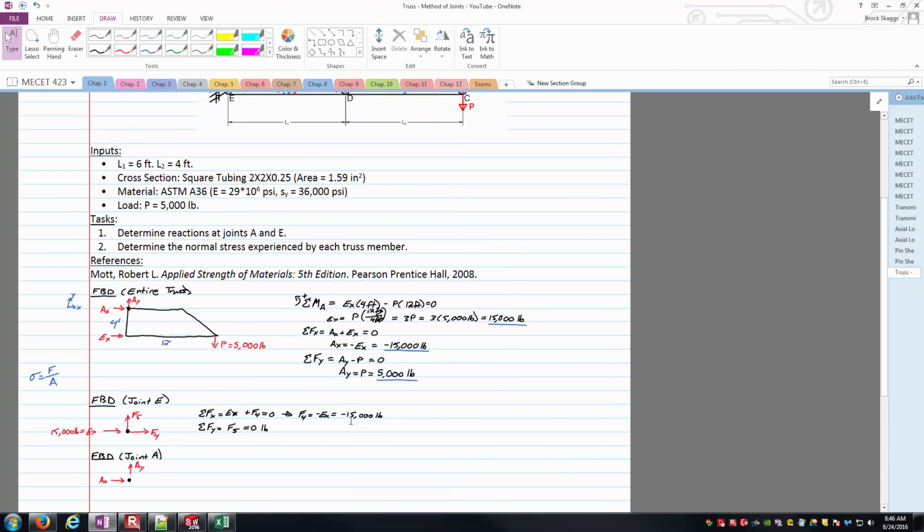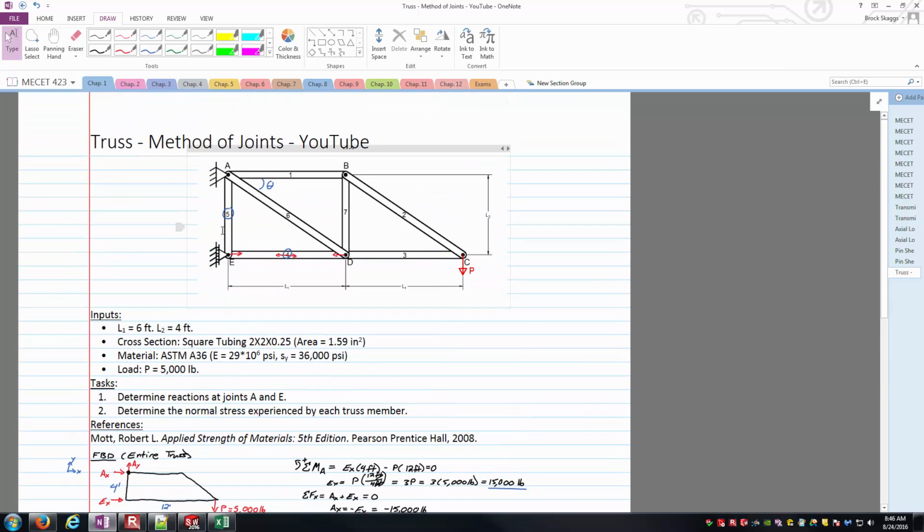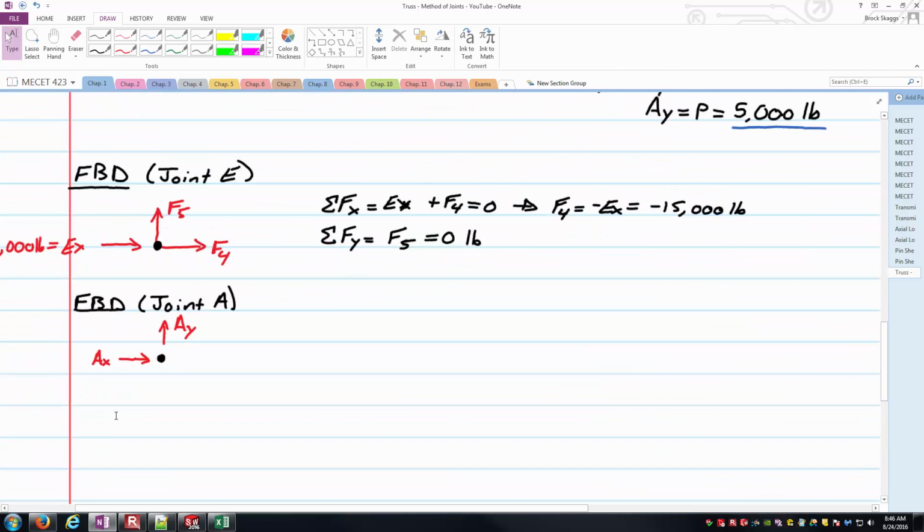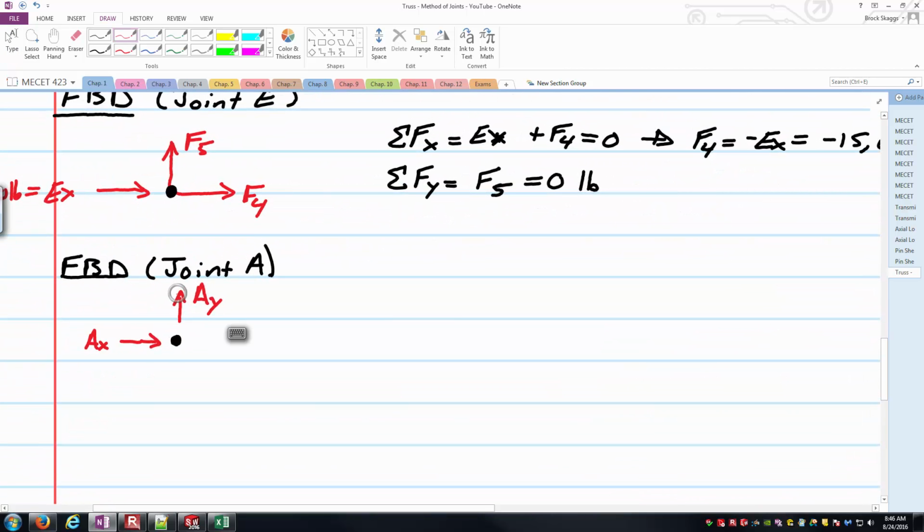F5 we said had a magnitude of 0 for the force carried, so I'm just going to leave that one off, and then I'm going to assume 1 and 6 are in tension here. And so that means I'm going to point the arrows away from my joint. And so there is F1, there is F6, and our angle theta is this one right here.